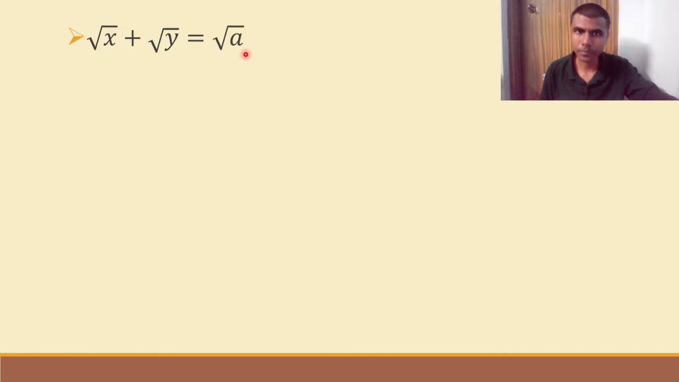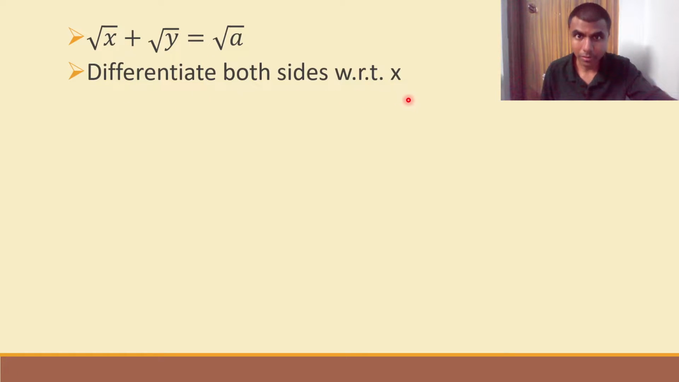Given curve is root x plus root y is equal to root a. Now as you are already familiar, slope of tangent is nothing but dy by dx. So let us find out dy by dx. How? We'll differentiate both sides of this equation with respect to x.